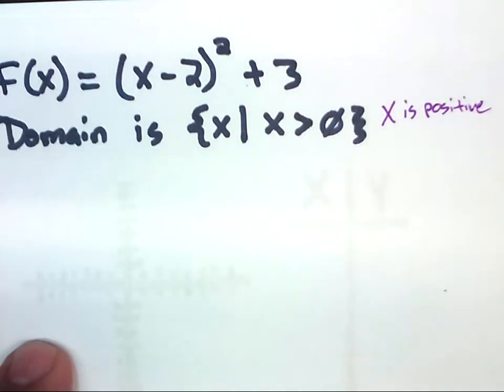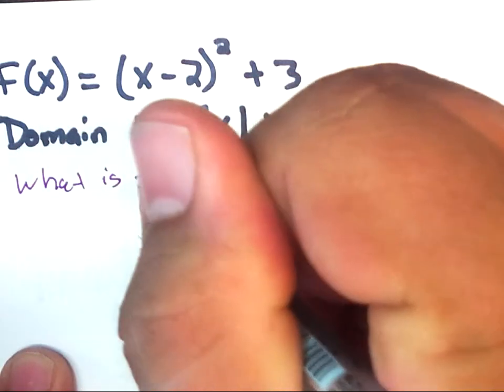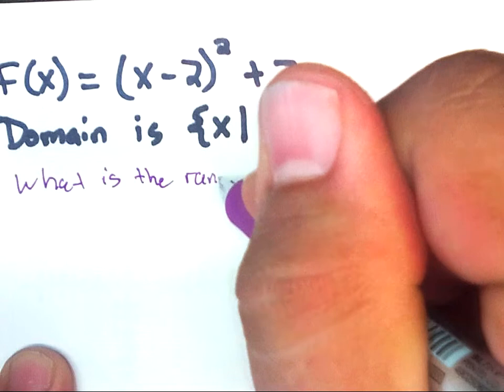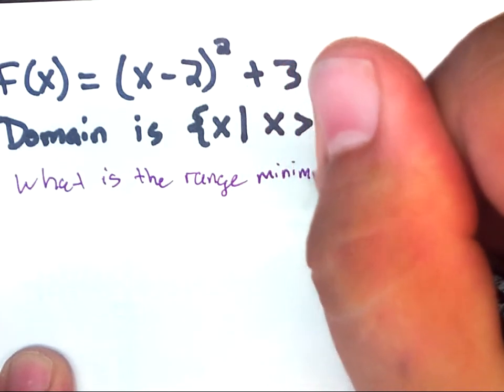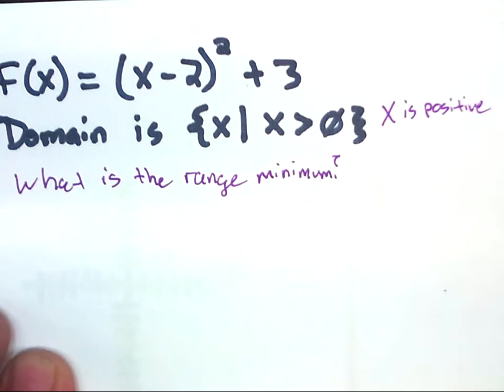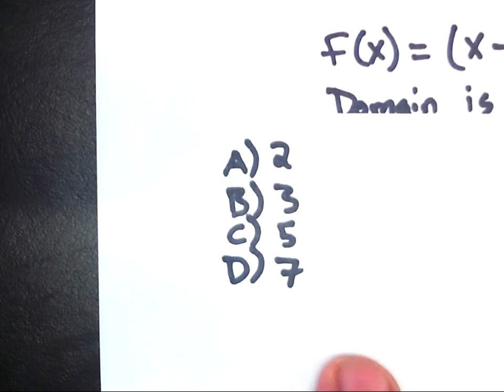Now, the question they had is, what is the range? And the more specific question is, what is the range minimum? So what they wanted you to do is figure out what's the lowest range value you can have. Well, that's kind of tough to do based on just what you're given. So the SOL people thought they'd be really nice, and they even gave us 4 choices to figure it out. So they're saying, hey, the lowest range value is either going to be 2, 3, 5, or 7. Great. How do we do this?